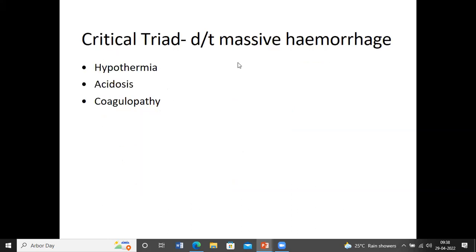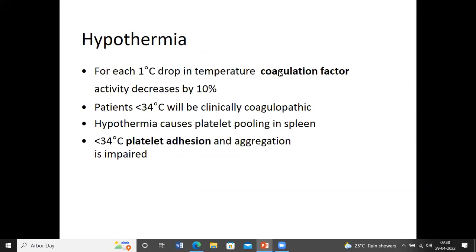The clinical triad due to massive hemorrhage is usually hypothermia, acidosis, and coagulopathy. But we all know that hypothermia can also result in coagulopathy, because every 1 degree drop in temperature is going to reduce the coagulation factor by about 10%. And it will also reduce platelet adhesion, and aggregation is impaired, and therefore coagulopathy worsens whenever there is hypothermia.